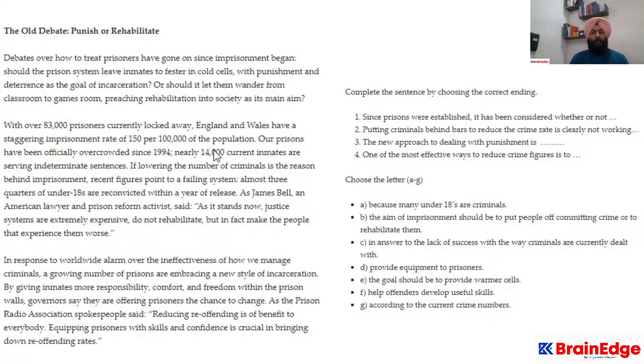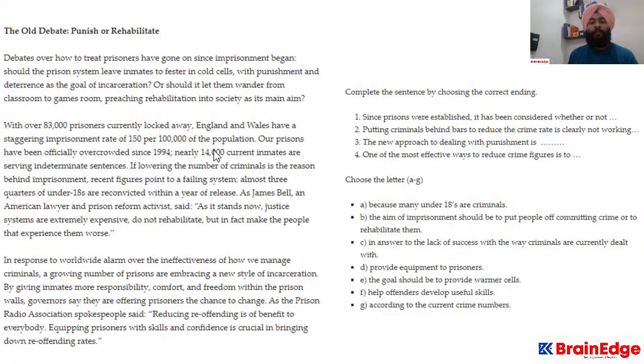Right? Let's jump quickly to question number 4. This is an interesting one. One of the most effective ways to reduce crime figures is to do what? To do dash. So if you see, reduce crime figures, reducing re-offending. This is the keyword. But the problem is we have one more keyword, bringing down re-offending rates. Same. This again. It's a replica. Let's see.